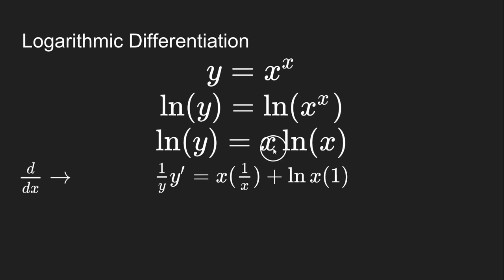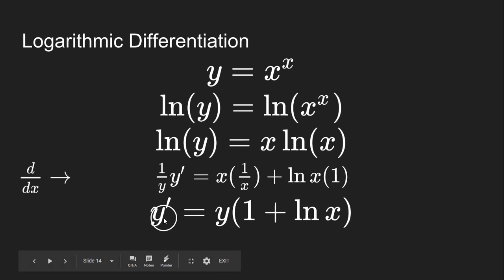So first times derivative of the second one, ln x is 1 over x, plus the second one times derivative of the first, which is 1. So I get the product rule here. Notice x and x cancel, the 1 goes away, so I end up with 1 plus ln x there. I bring the y over by cross multiplying it over, and I get y prime, where the derivative of y is y times 1 plus ln x.